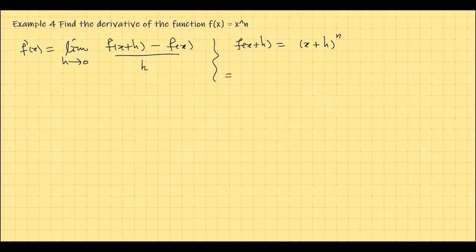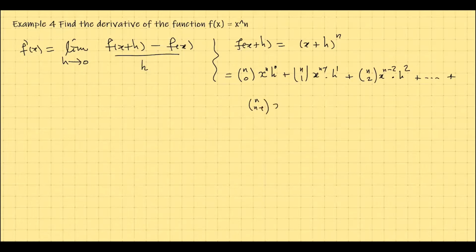The binomial theorem, of course, uses Pascal's triangle numbers, which we can write in a very compact way using this sort of notation. Another way of writing it is n choose r, of course. So in this case, we're going to get n choose 0, x to the n, h to the 0, plus n choose 1, x to the n minus 1, h to the 1, plus n choose 2, x to the n minus 2, h to the 2, and it's going to carry on, all the way up to n choose n minus 1, x to the 1, h to the n minus 1, and lastly, n choose n, x to the 0, h to the n.